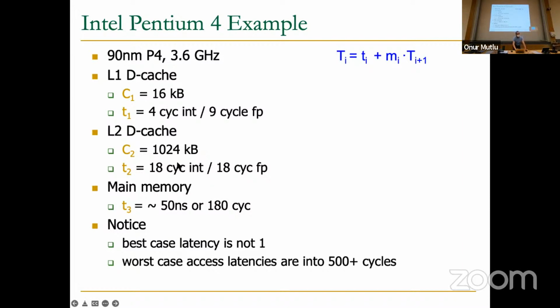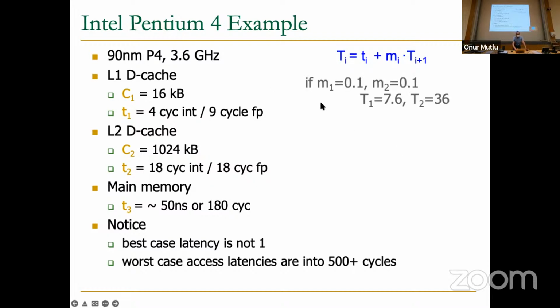L2 data cache, they decided to make it 1 megabyte, and it says 18 cycles access latency for integers. Main memory, we're going to assume it's 50 nanoseconds or 180 cycles, but even this is optimistic, let's say. That's the average access latency. So notice that best case latency is not 1. Best case possible latency could be 4 over here. You always sit in the L1 cache, you never miss, meaning miss rate is 0 over here. So large T1 is equal to intrinsic T1, which is 4, right? But the worst case access latencies are in the 500 plus cycles. It could be 1,000 cycles actually.